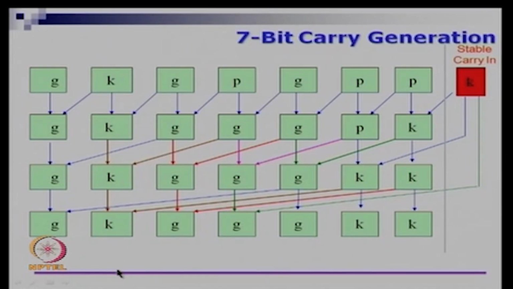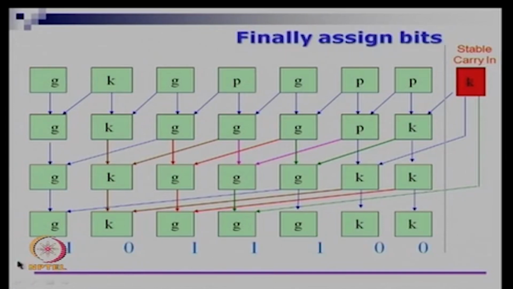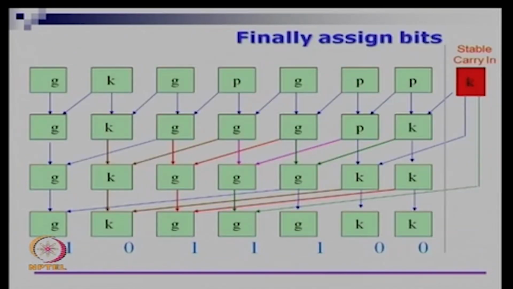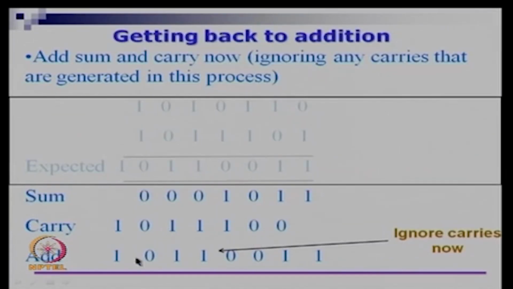I will go and interpret that as ones and zeros. So generate means the incoming carry is a 1, kill means the incoming carry is a 0, but this is after resolving all the stages to the right side of you. Now I can take this vector, this is 1 0 1 1 1 0, and I can XOR with the sum locations, appropriate sum locations.